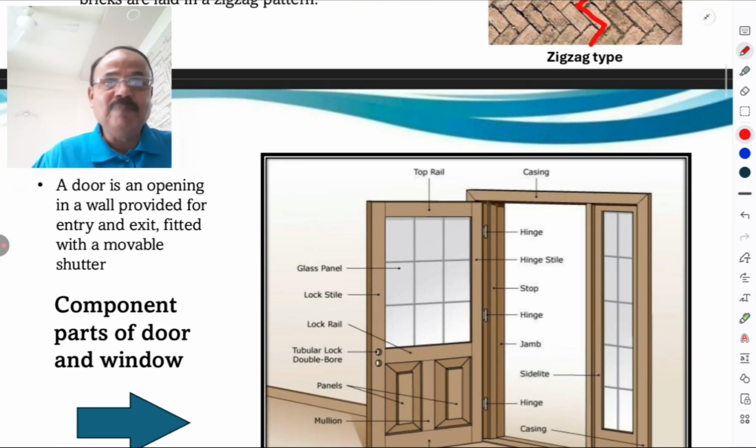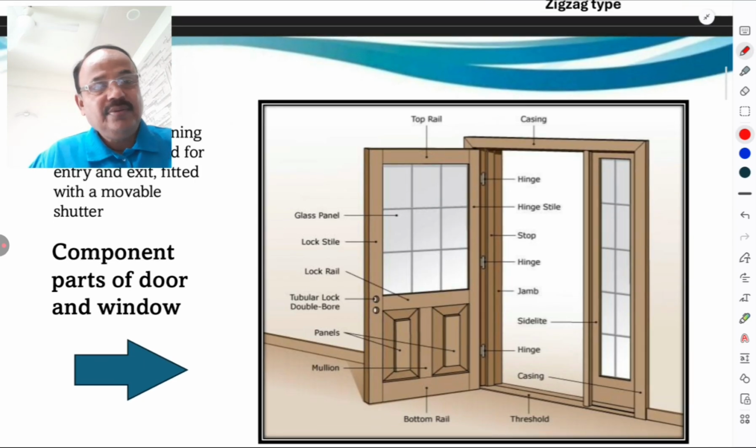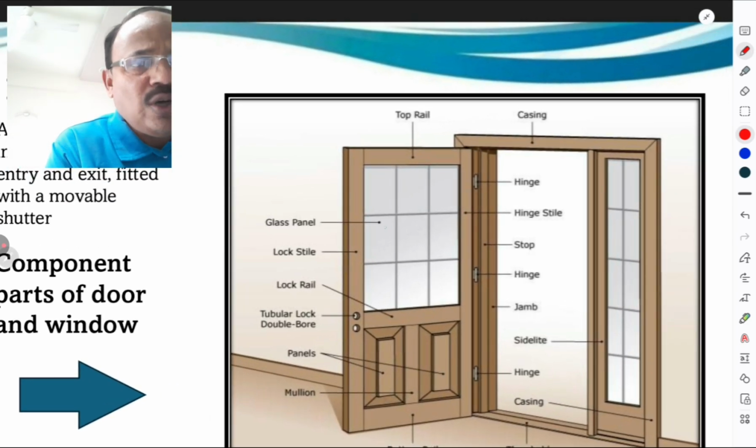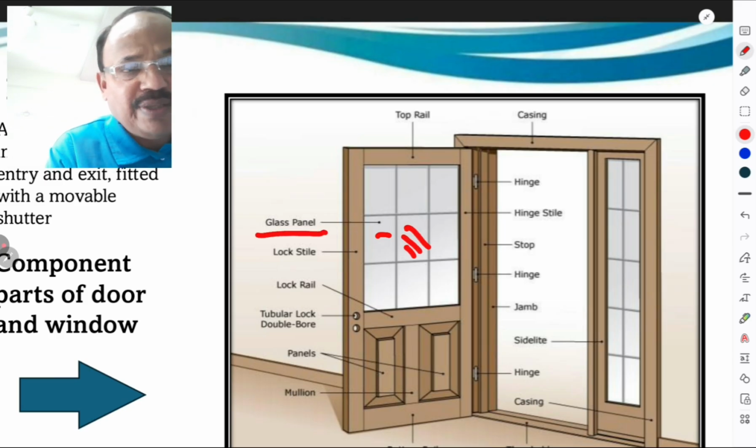Door, everybody knows. A door is an opening in the wall provided for entry and exit, fitted with a movable shutter. So this is the figure of a door. What are these? These are the glass panels. We call them glass panels.